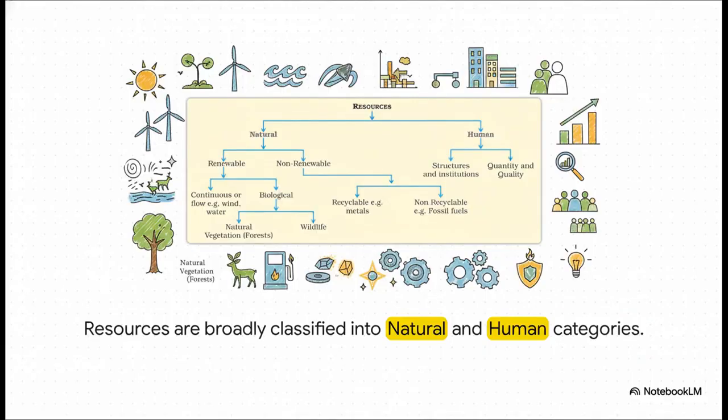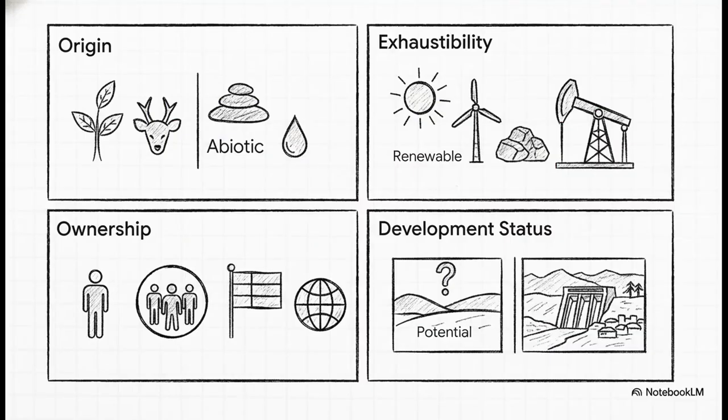This flowchart gives us a very clear picture. You can see the first big division is between natural and human resources. Natural resources are then divided further into renewable and non-renewable. And human resources, well, that refers to the structures we build and also the population itself in terms of its quality and quantity. To be even more specific, we can classify resources in 4 main ways.